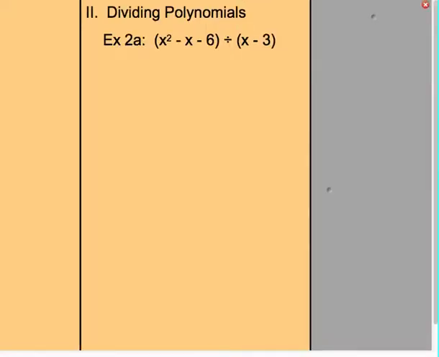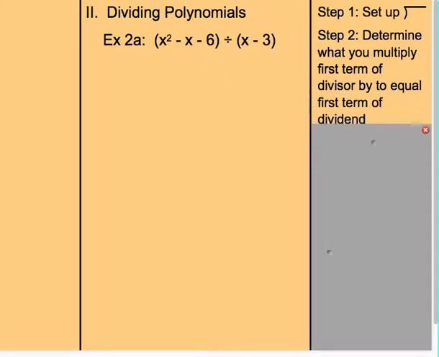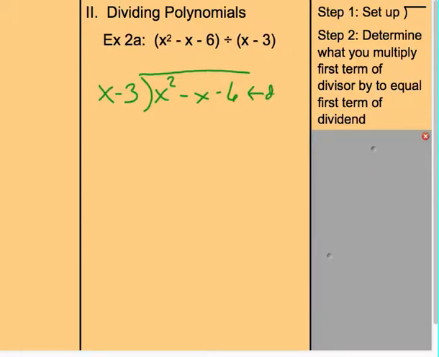We are going to use that exact same process to divide our polynomials. So think about the process we used with our numbers, and we're just going to apply that to our variables. So the first thing we do is we set up our box, and then, I have to make sure I'm getting these terms correct. Determine what you multiply the first term of the divisor by to equal the first term of the dividend. So what's inside the box is the dividend, and what's outside the box is the divisor.